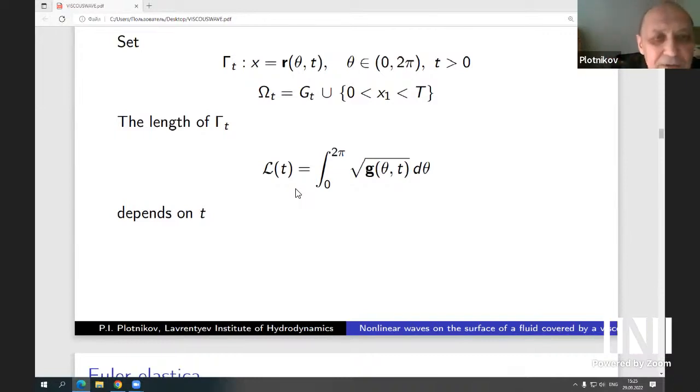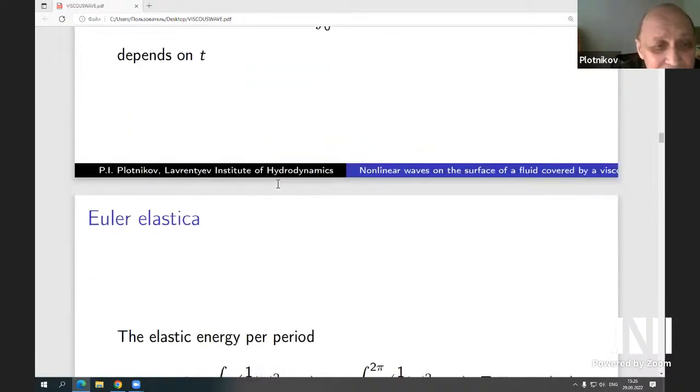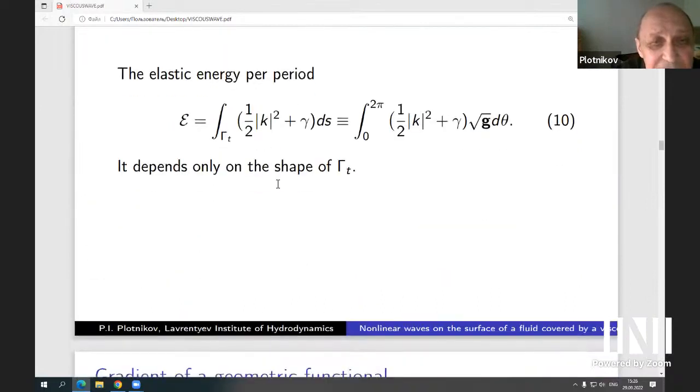Now the length of gamma t, the length of the period, is given by the formula. It depends on t. In fact, it is unknown. It should be defined along the solution of the problem. The elastic energy, I take it in just the simplest standard form, like the modified Euler elastica. Therefore, the elastic energy of the rod period is given by this formula. Here gamma is some positive constant.